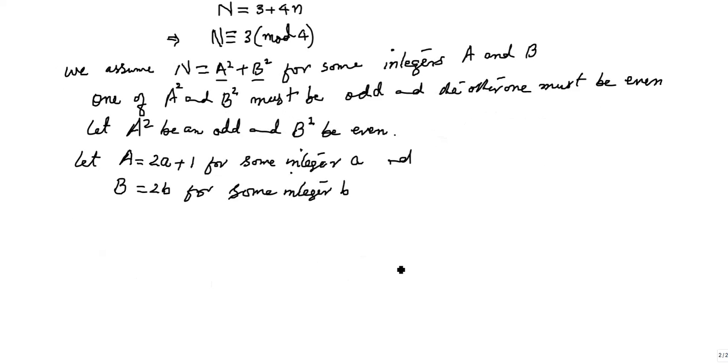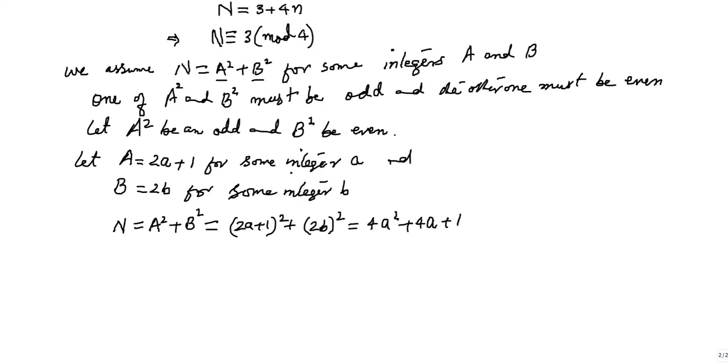Okay. So now, what will be the value of n? So n is a square plus b square. Here a is 2a plus 1, so 2a plus 1 whole square, plus b is 2b, so 2b square. This is equal to 4a square plus 4a plus 1 plus 4b square.